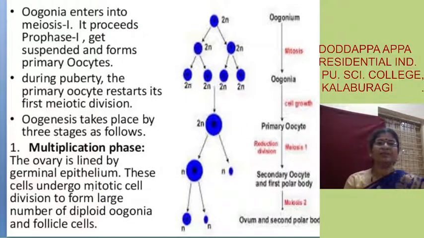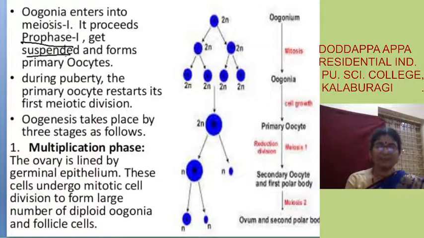Now, oogonia enter into first meiosis, and you know the meiosis 1 which you have studied in the first year, because it includes the 5 substages. Fine. All those substages you have studied in detail. So leptotene, pachytene, zygotene, diplotene and diakinesis. You have studied them. Fine. Well, at the prophase 1, this oogonial cell division will get arrested, or you can say suspended.